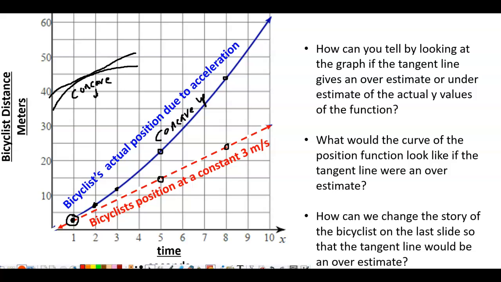And so to change the story, we could say, okay, well, we have a bicyclist and she's been riding her bike and all of a sudden she comes to a hill that she has to start driving upwards on. So if she's just coasting, as she comes to that upward incline, her bike's going to start going slower and slower. And because of that, any estimates that we use based on her original speed will actually be overestimates because she's going slower and slower.